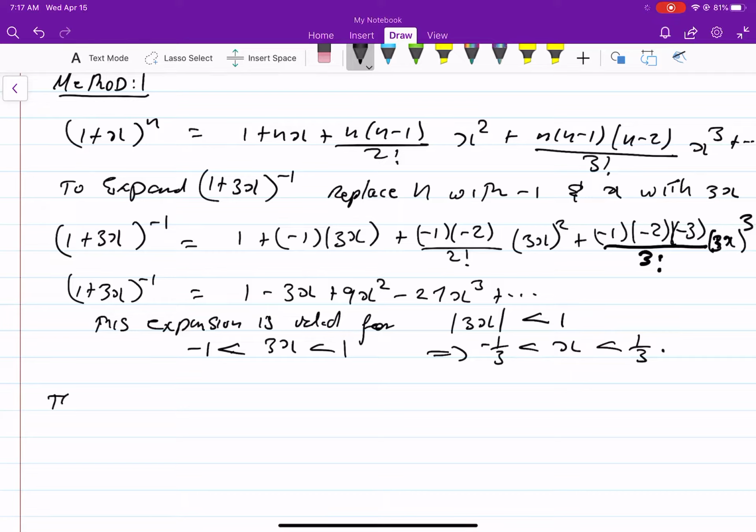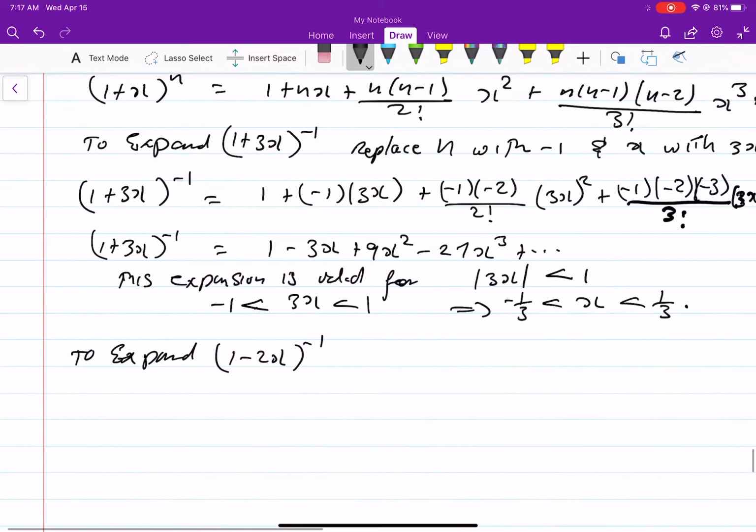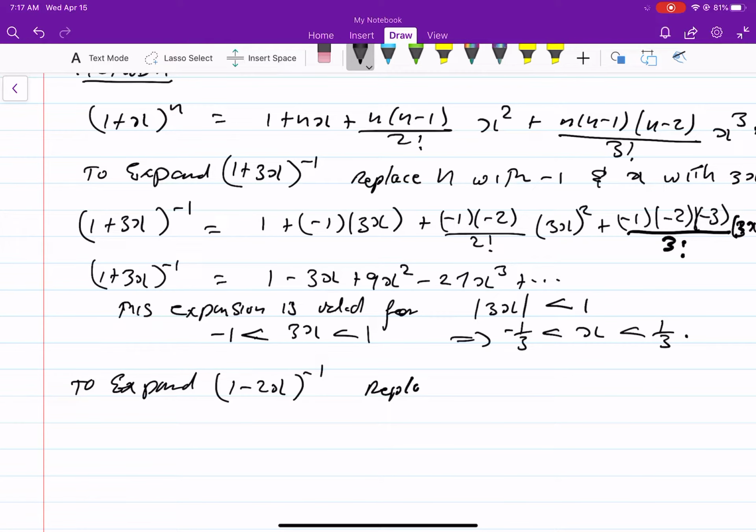To expand, and this time we are expanding what? We are expanding 1 minus 2x to the minus 1. To expand 1 minus 2x to the minus 1, what are we substituting or replacing? Replace n with minus 1 again, and replace x with minus 2x this time. I'm using the same general expansion up there, no need to write it back again. Except I'm substituting a different expression for x in there.